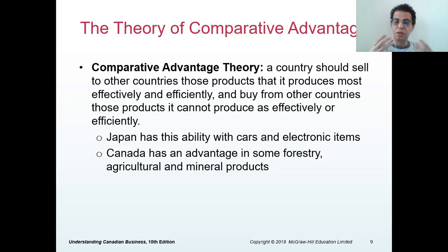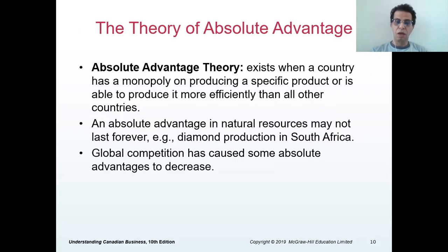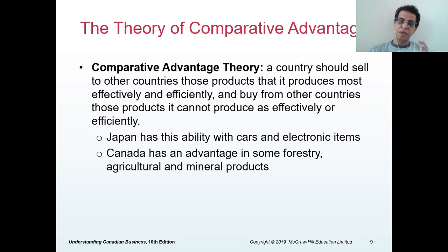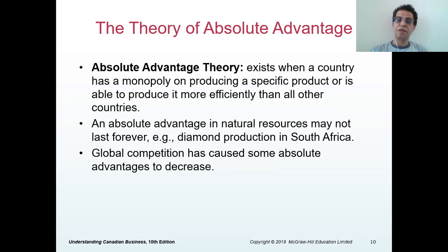For example, Japan has the ability with cars and electronic items. The USA, in war, can sell lots of war machines. Canada has the advantage in some forestry, agriculture, and mineral products also. The theory of absolute advantage. What we talked about before is the theory of comparative advantage.